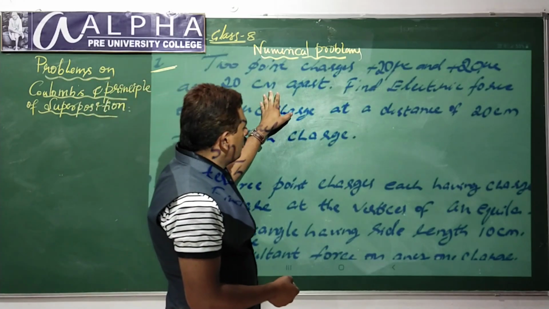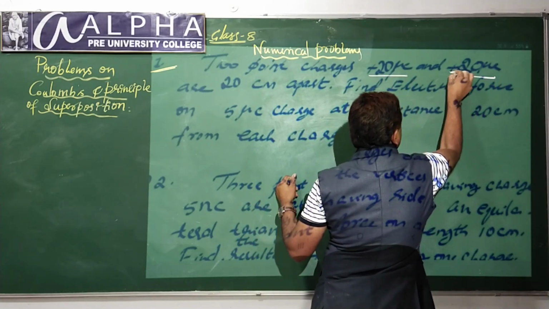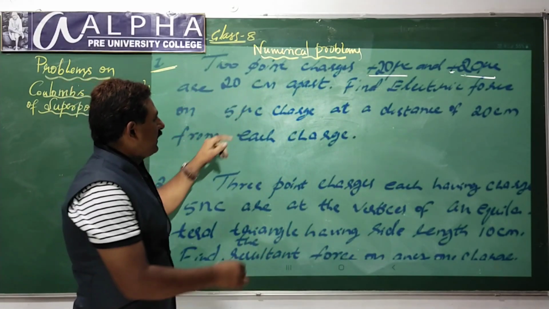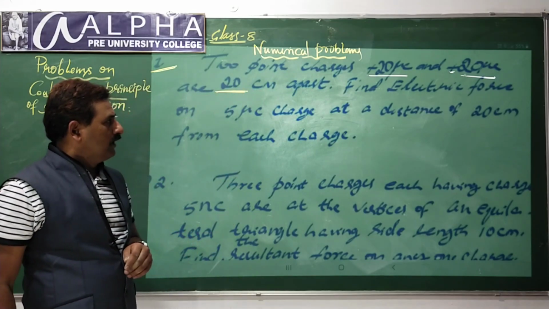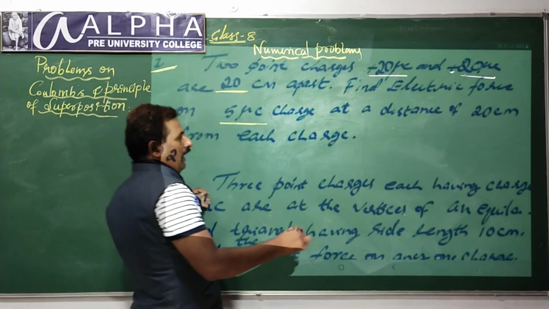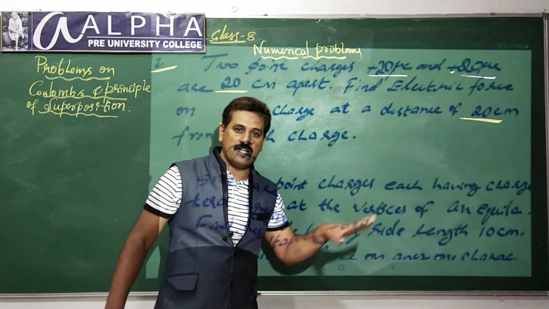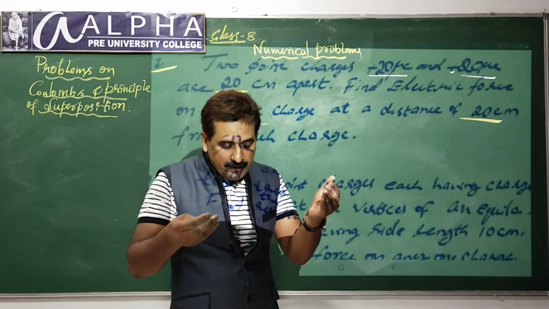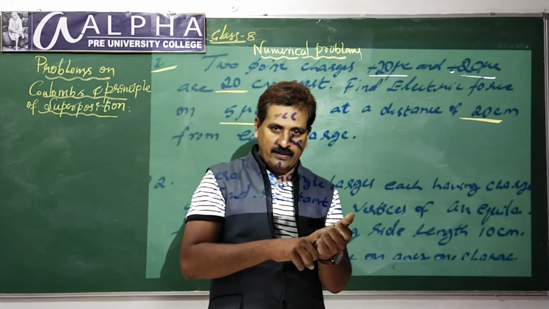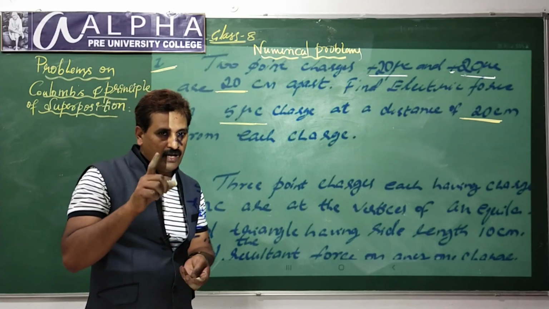See, I look at these two important data: 20 micro. Look at the sign, plus. There are two positive charges with a separation of 20 centimeter. One more point, he says there is one more charge, 5 microcoulomb, at the same distance, 20 only, but from both the charges. That's it. So, you just memorize it like this. There are 3 charges, plus 20 and plus 5. All the 3 are at the same separation.